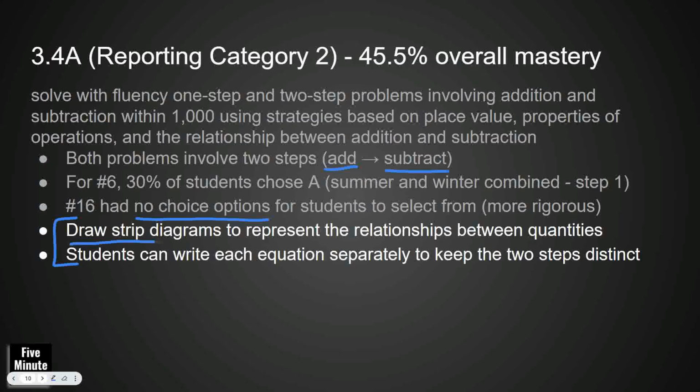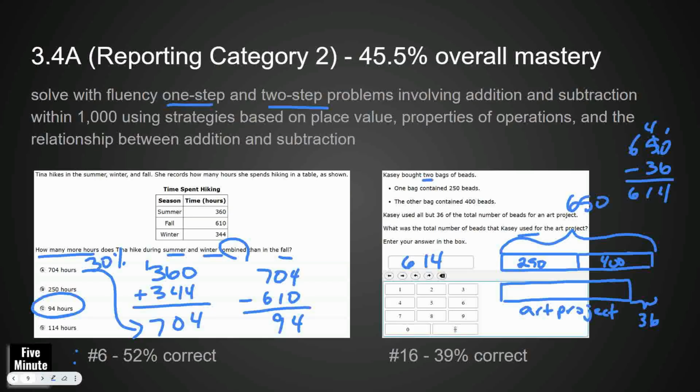Let's draw strip diagrams to represent the relationships between the quantities. That lets us know whether we're combining, whether we are comparing, whether we have equal groups. Strip diagrams are very, very useful for students. And then if we need to keep each step separate or distinct, we can write each equation separately. So that's what I did here, I did my first equation here, and I did my second equation here.